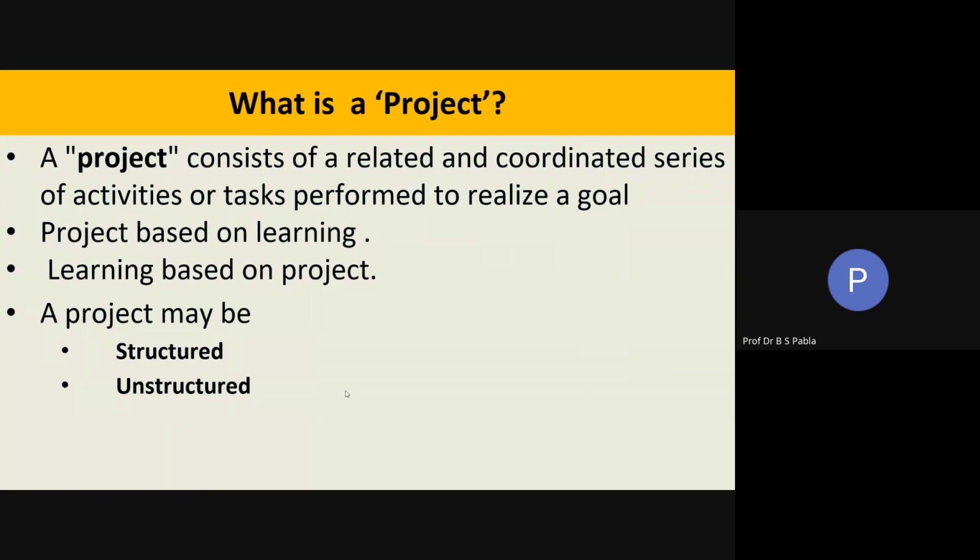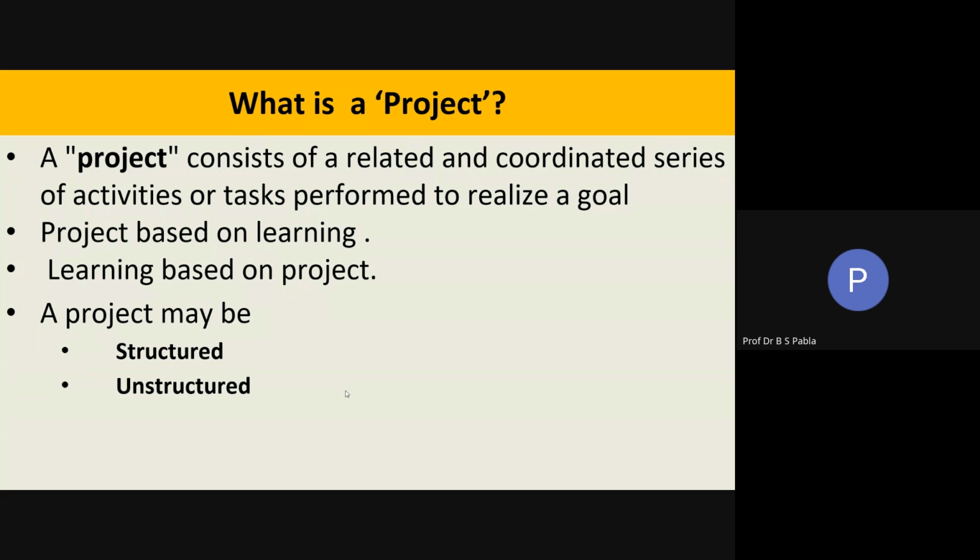Now these two lines, the second and third line, I have added today. It says there are two types of projects. One is projects based on learning, which we are already doing in the 6th, 7th and 8th semesters. That means you have learned many things, and now you want to apply your learning. That is what we are doing.